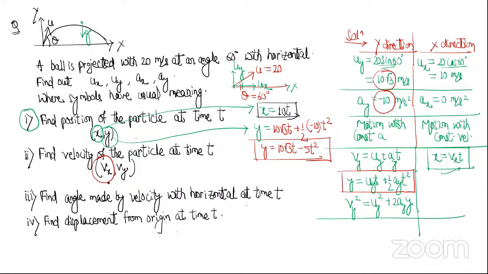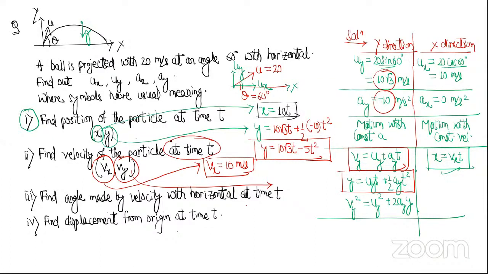Achha, now to find vx, which formula to use? Along x direction, vx is the same as ux, that is 10. Achha, to find vy, which formula to use? v square equal to u square plus 2as? No, the question is in terms of time, so vy equal to uy plus ayt. Use this one, right? So vy equal to uy. Uy is how much? 10 root 3. Ay is how much? Minus 10 into t.